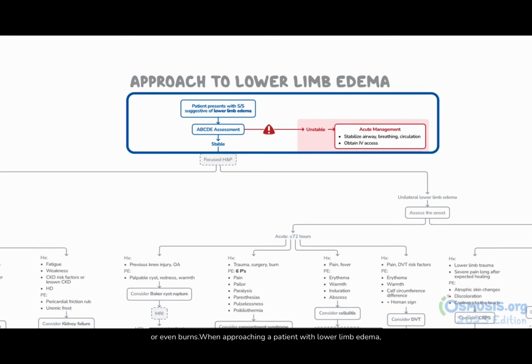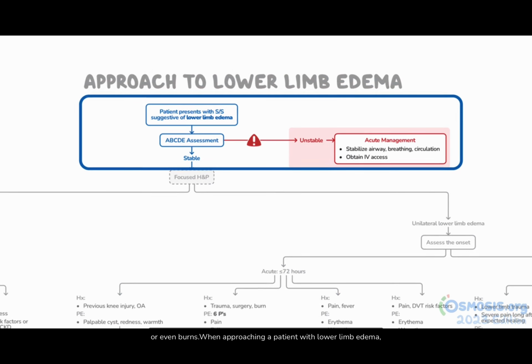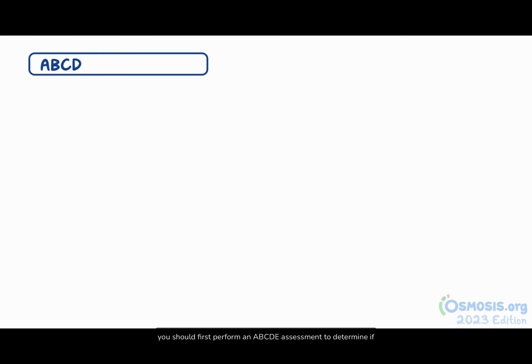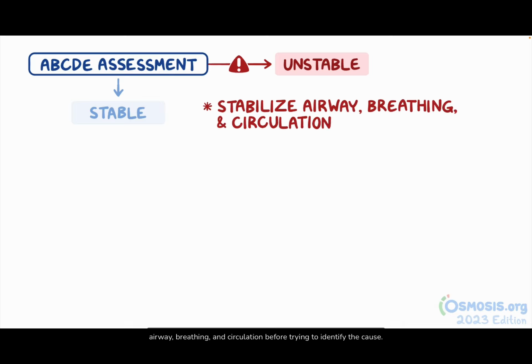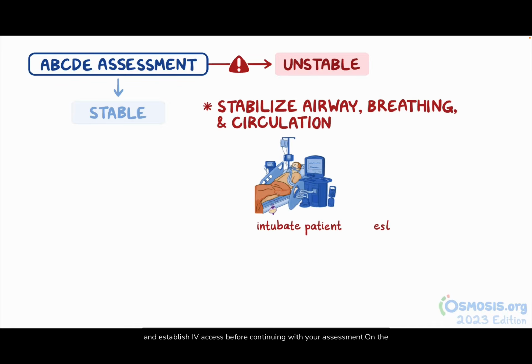When approaching a patient with lower limb edema, you should first perform an ABCDE assessment to determine if your patient is unstable or stable. If your patient is unstable, you should first stabilize their airway, breathing, and circulation before trying to identify the cause. This means that you might need to intubate the patient and establish IV access before continuing with your assessment.